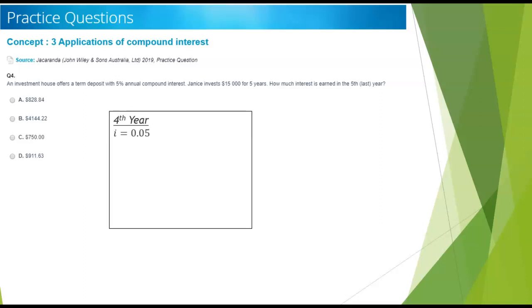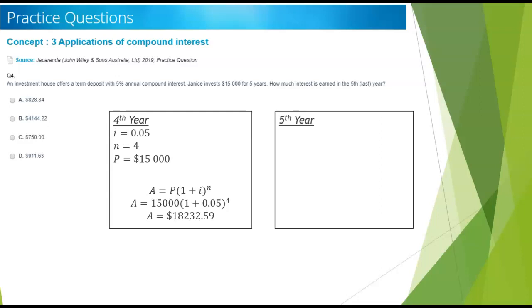So at 4 years, we write down our formula. So 5% compound interest, 4 years, 15,000. So $18,232.59 will be the value of her investment at the end of 4 years. At the end of 5 years, the value of her investment will be $19,000.